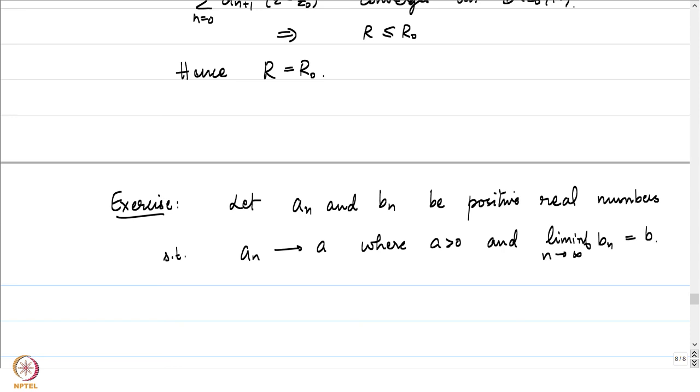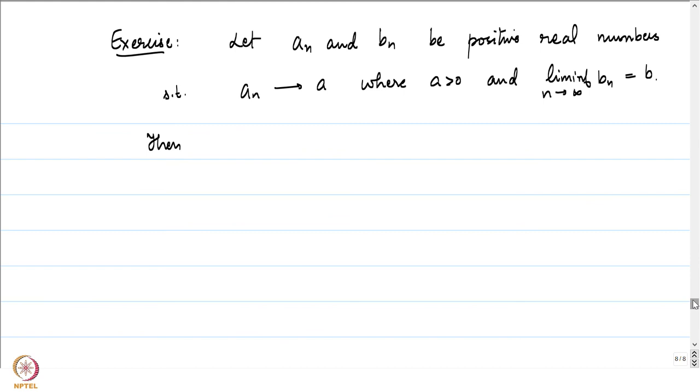Then the exercise demands that we prove the following: the limit as n goes to infinity of a_n times b_n is equal to a times b. This is precisely the setting we are currently in.